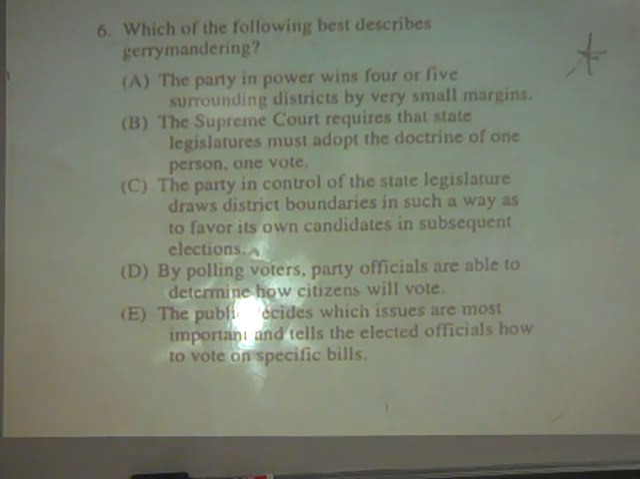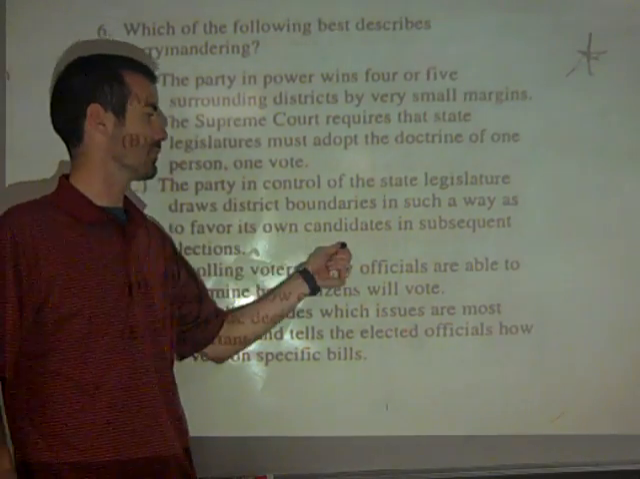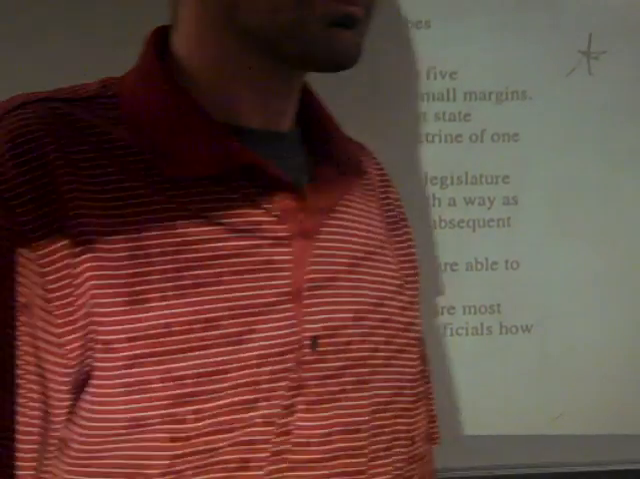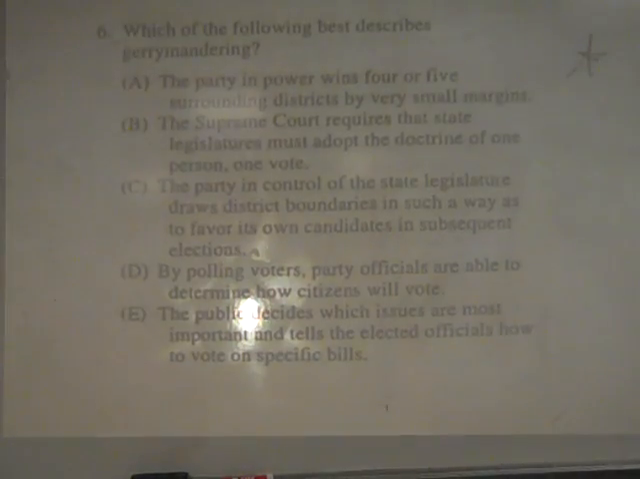The party in control of the state legislature draws district boundaries in such a way as to favor its own candidates in subsequent elections. So it's not really to favor themselves, but candidates from their own parties. I like C very much. By polling voters, party officials are able to determine how citizens will vote. That's just a poll. And the public decides which issues are most important and tells the elected officials how to vote on specific bills. That is not gerrymandering, so it's got to be C.